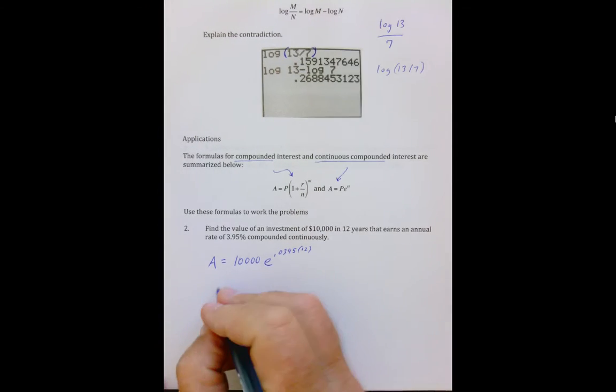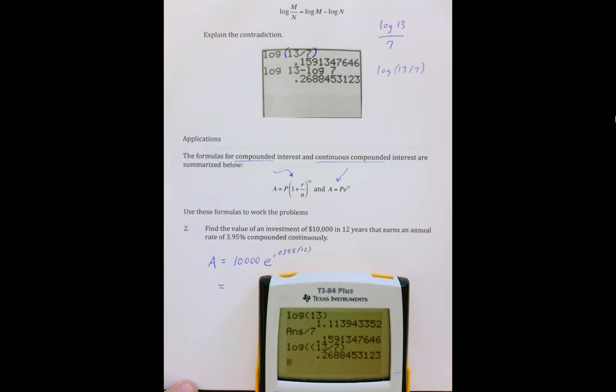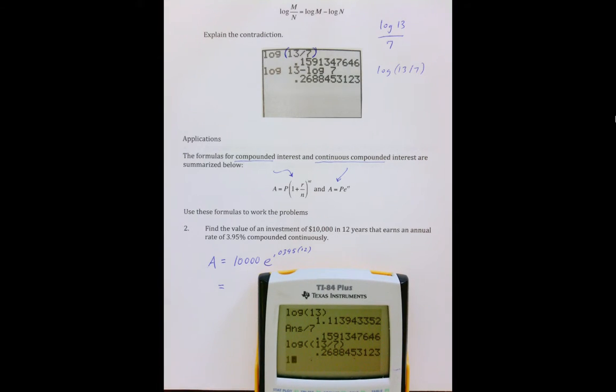Now, we have to pay a lot of attention when we put this in our calculator. So we're going to have 10,000 times that number e raised to the 0.0395 times 12. Now, guys, if you've got a calculator that doesn't automatically put in the parentheses, you must put the parentheses there, for the same logic as the example up here. But most of the new operating systems will put the parentheses there.